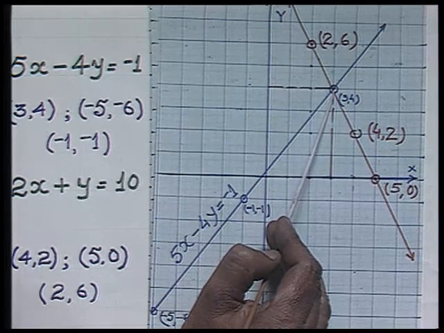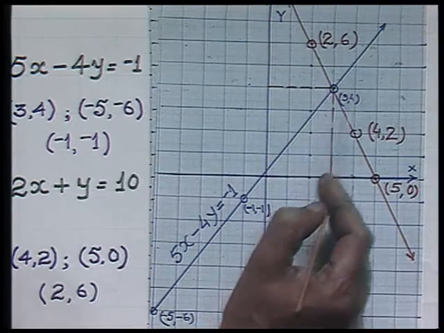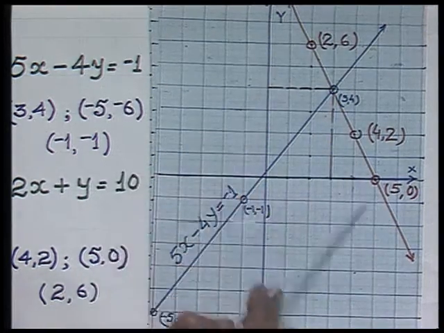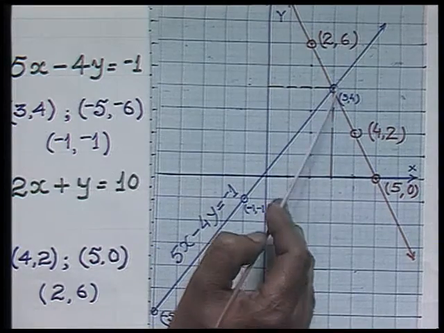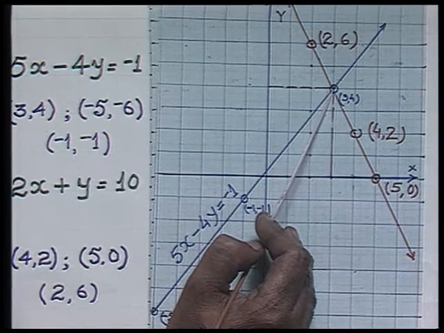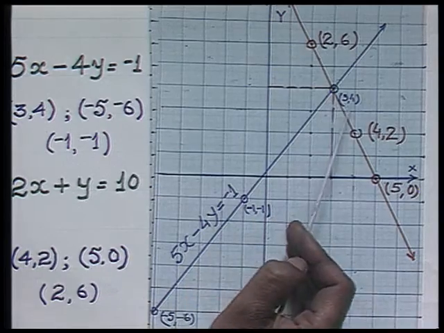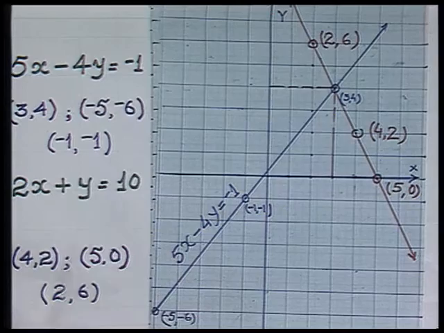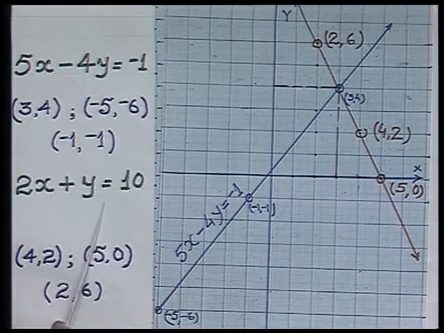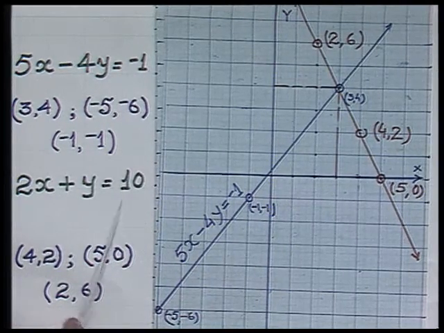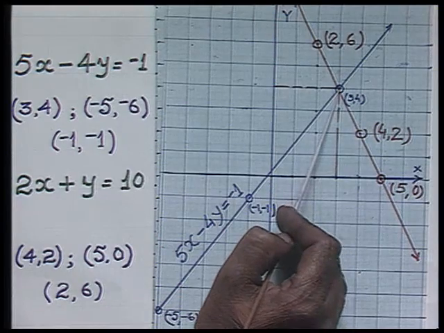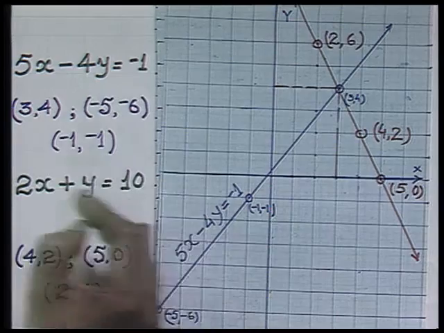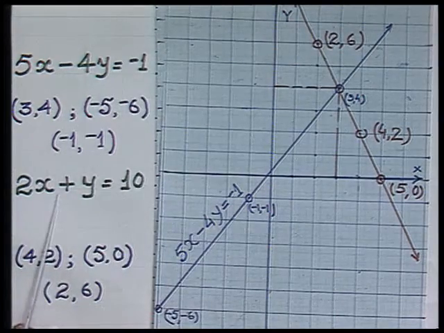And what is the beauty of this point? This point is lying on this line as well as on the other line. So this ordered pair is satisfying both the equations, that is 5x minus 4y equals minus 1 and 2x plus y equals 10. So this ordered pair (3, 4) satisfies both the equations.